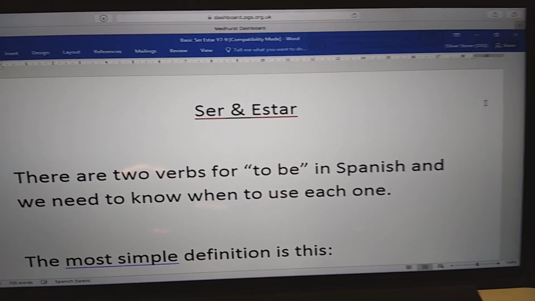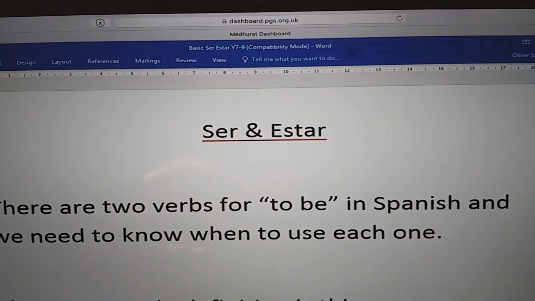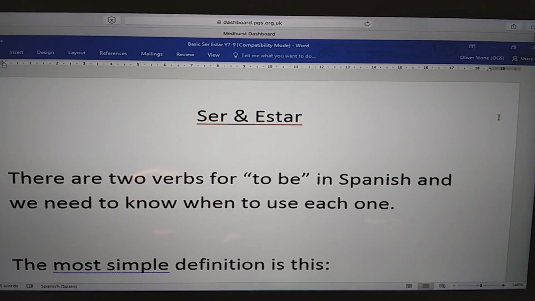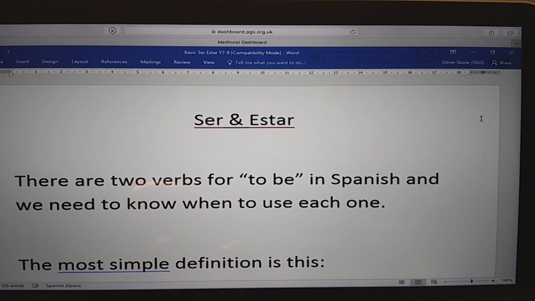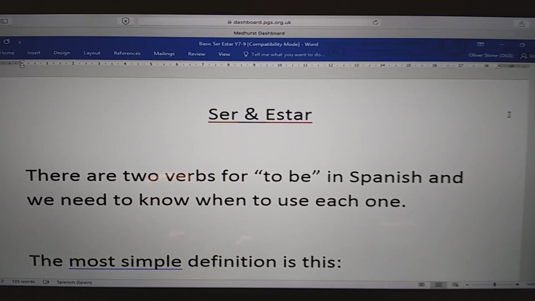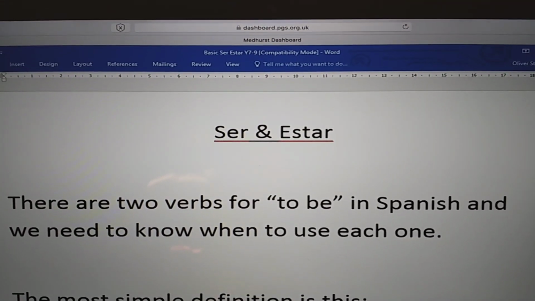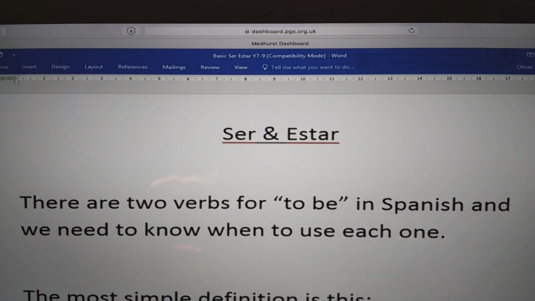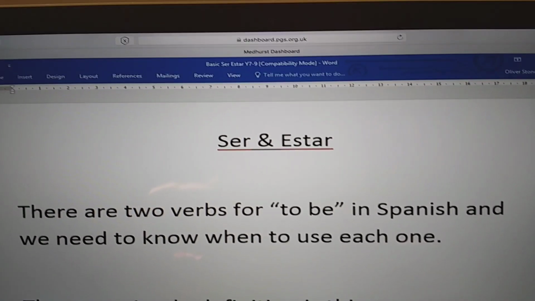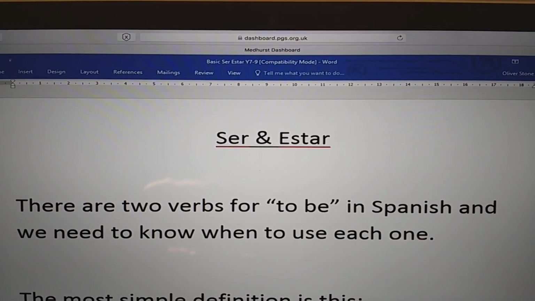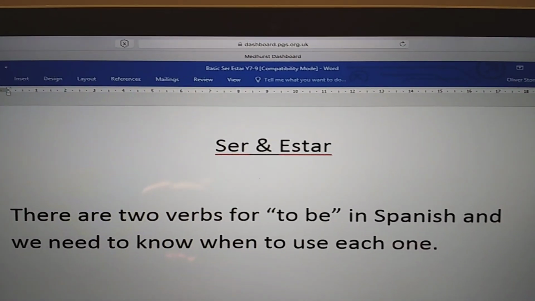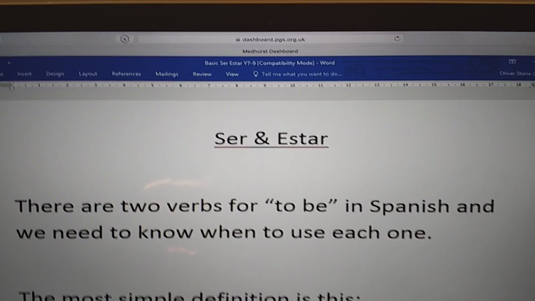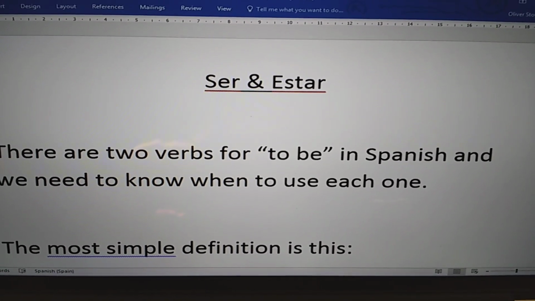Vale? Okay, so what we're looking at today, guys, is something really, really important. So you're currently in year 7, obviously learning about Spanish, and you will be surprised to hear that there are 2 verbs for to be in Spanish. That's rather odd, isn't it? We obviously do not have that in English, thankfully. But there are 2 different verbs for to be. And we have to learn which one to use when. Okay? Can you make a note, please, guys? Okay, I will put a copy on the classroom for you.